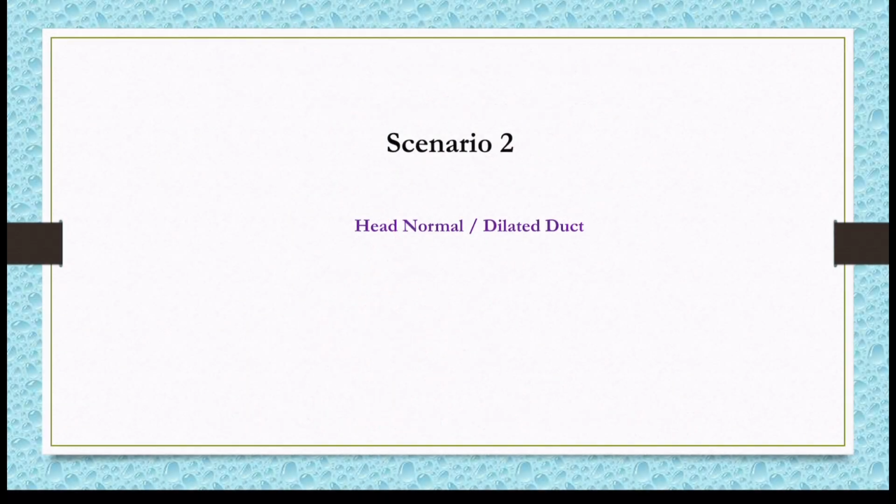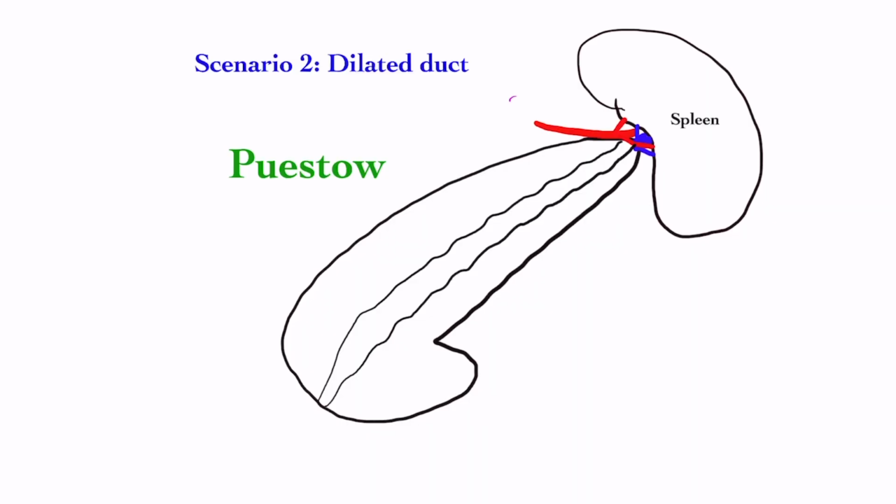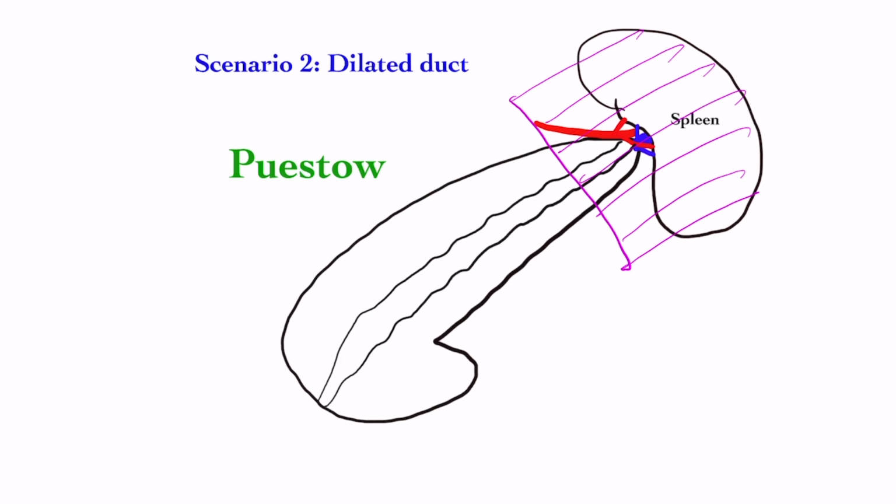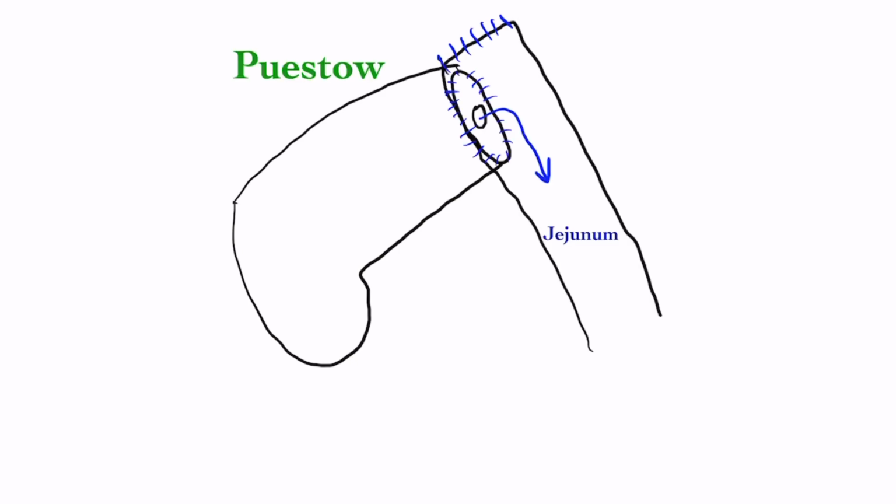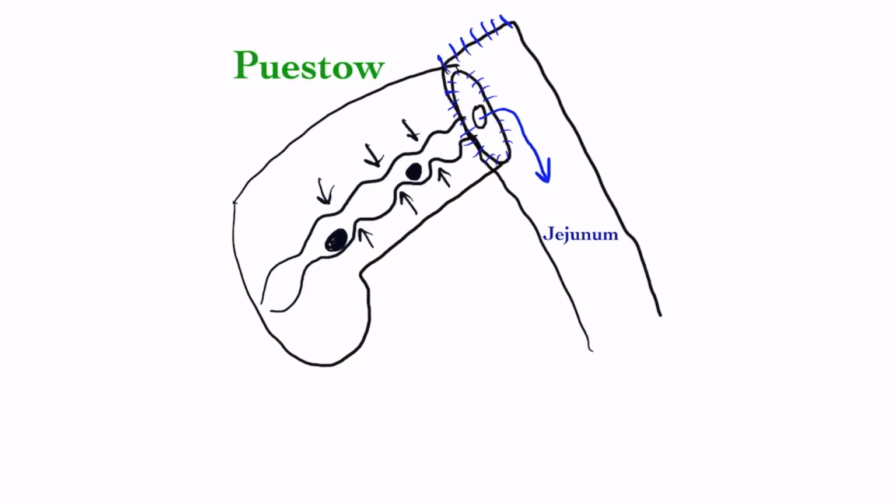Scenario 2. Normal head and dilated duct. In case of ductal dilatation, Puestow performed a procedure called caudal drainage. In this procedure, tail of pancreas is removed with spleen, and jejunum is anastomosed to transected end for duct to drain. Results were not very encouraging in terms of pain relief, as duct usually has multiple strictures and stones causing inadequate drainage of pancreatic duct and jejunum.